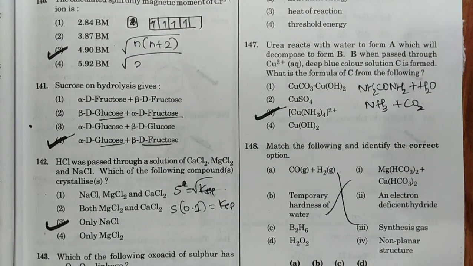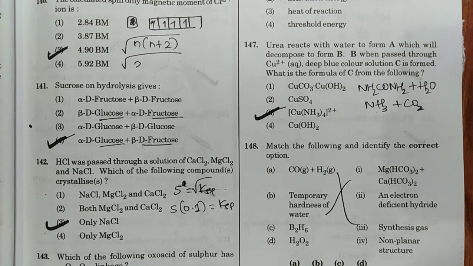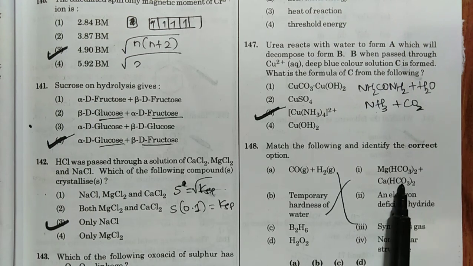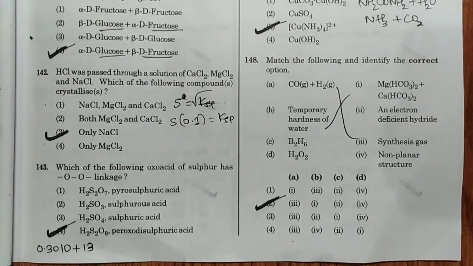148th question. It is very simple. CO plus H2 is synthesis gas, right? Then for temporary hardness, Mg(HCO3)2 and calcium bicarbonate, we know that. So B1 is present in only one option, that is the second option, which is the correct one.